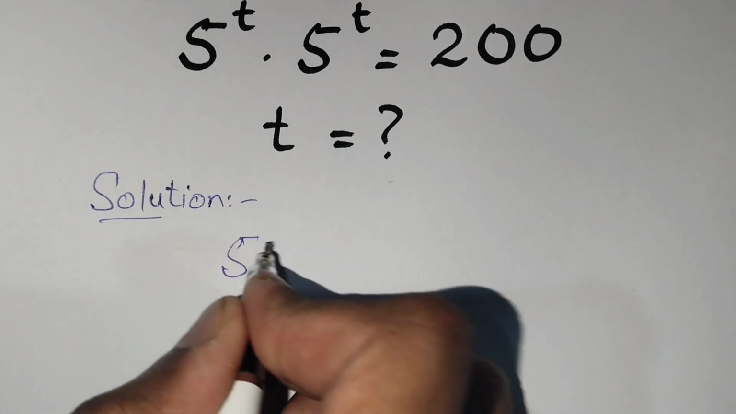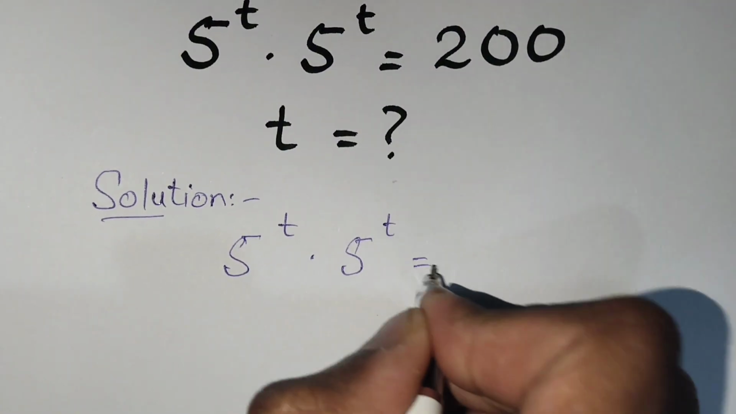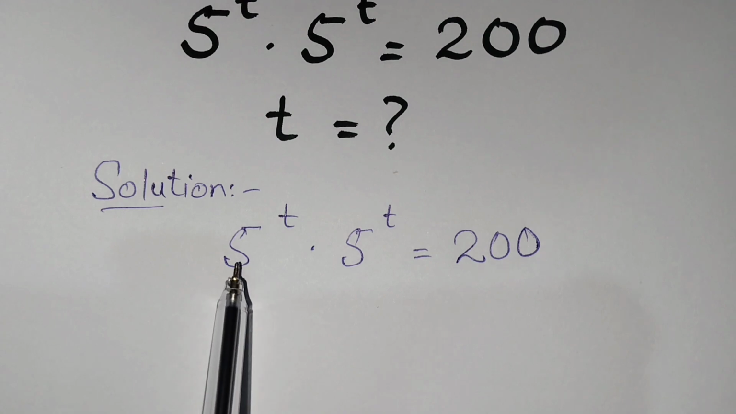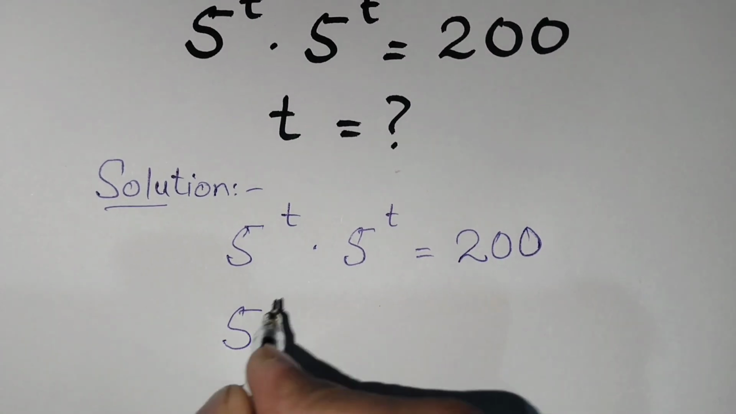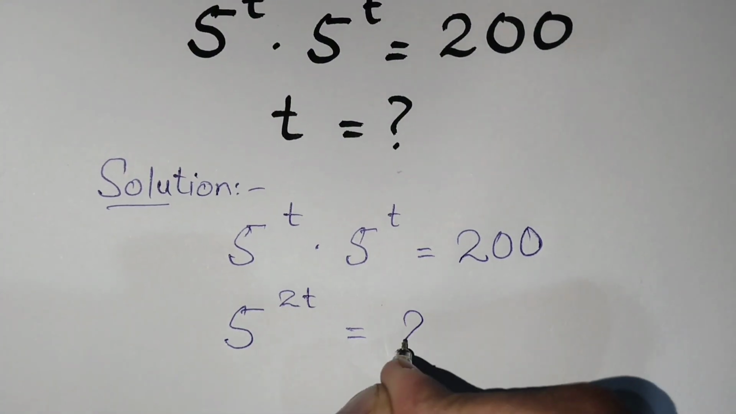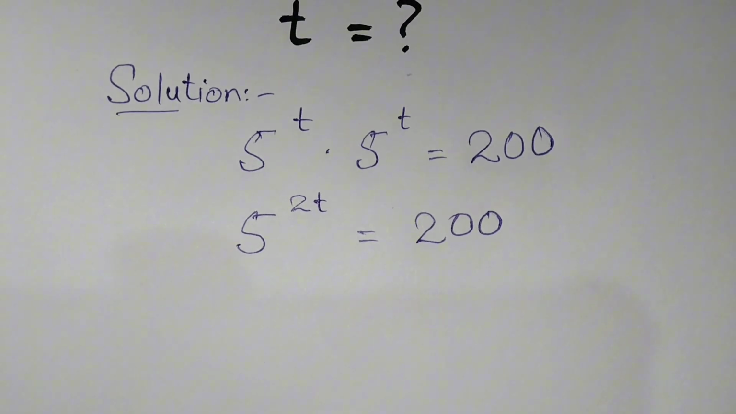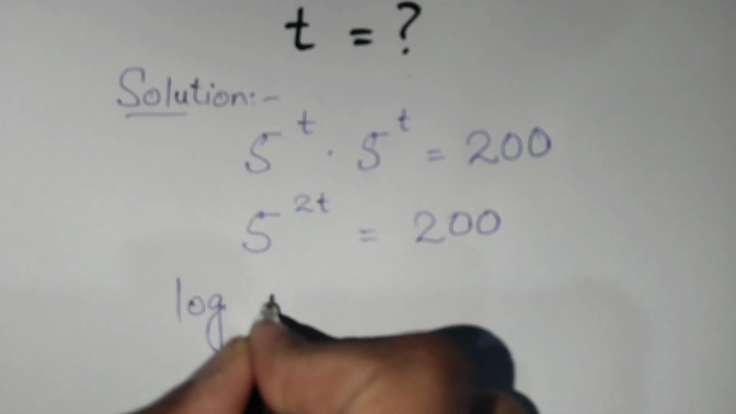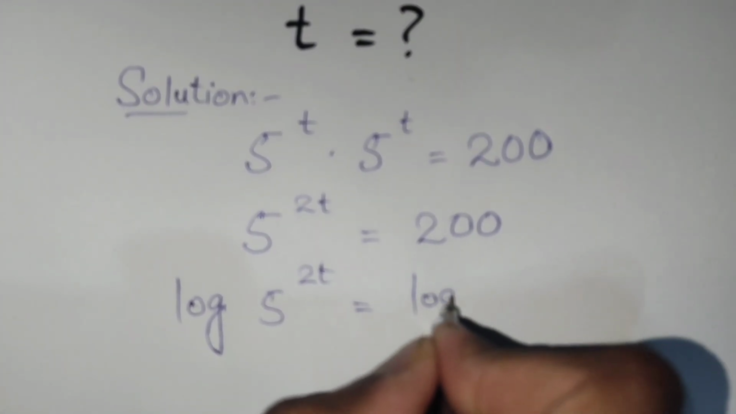We have 5 power t times 5 power t is equal to 200. As on the left hand side bases are same, so the powers will add up. 5 power t plus t, 2t, is equal to 200. Now we will take logarithm on both sides of the equation. Log of 5 power 2t is equal to log of 200.